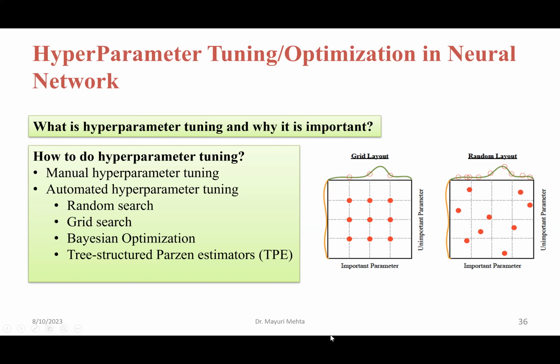You can see on the right side, I have shown both random search and grid search. In random search, we are creating possible values for hyperparameters and trying random combinations. Here, the x-axis represents the important parameter and the y-axis the unimportant parameter. You can see that here we try in a specific order, while here we try in random order. So that is the difference between random search and grid search for setting the optimized values for the hyperparameters.